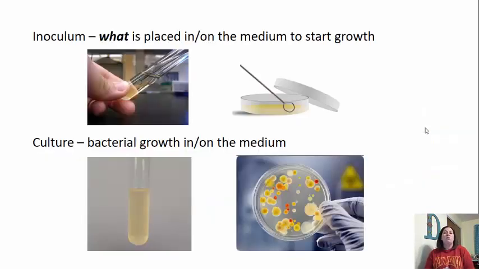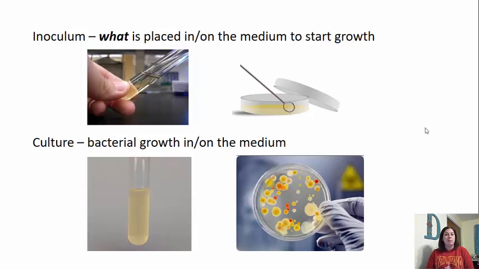So inoculum is what is placed in or on the media to start growth. A lot of times we would use an inoculating loop in the lab. We would sterilize it, collect the sample of what we want, and place it into the broth or on the petri dish. This will be what we are wanting to grow. When it grows, this is called the culture. This is the bacterial growth that is in or on the media.